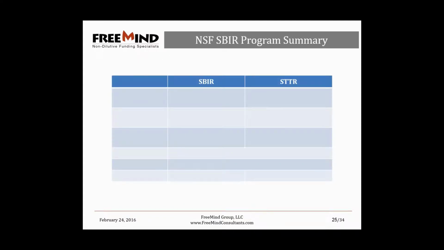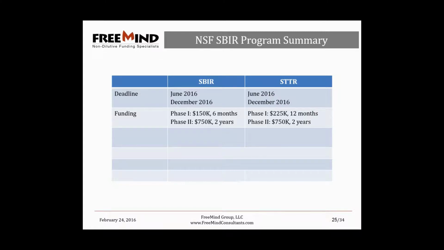Just to sum up a bit about the NSF SBIR program, the deadlines are June and December for both the SBIR and the STTR. The funding for phase 1 SBIR is $150,000 for 6 months and $750,000 for 2 years. For the STTR, phase 1 is $225,000 over the course of 12 months and $750,000 over the course of 2 years. The PI, or principal investigator, has to devote a minimum of 1 calendar month per project. And that phrase, calendar months, will probably come up a lot as you start your application writing.